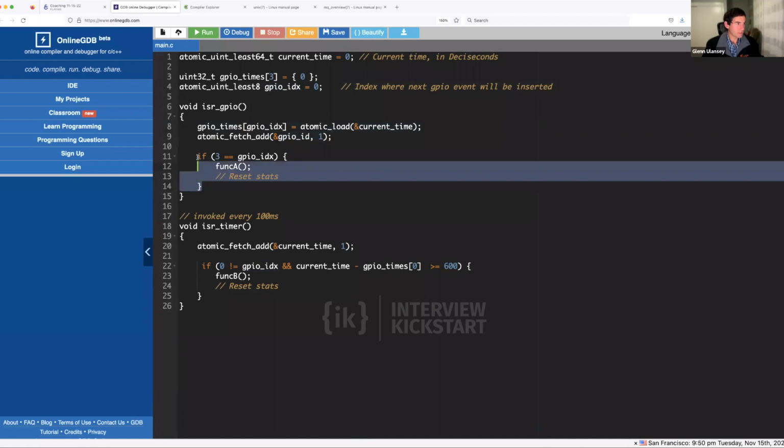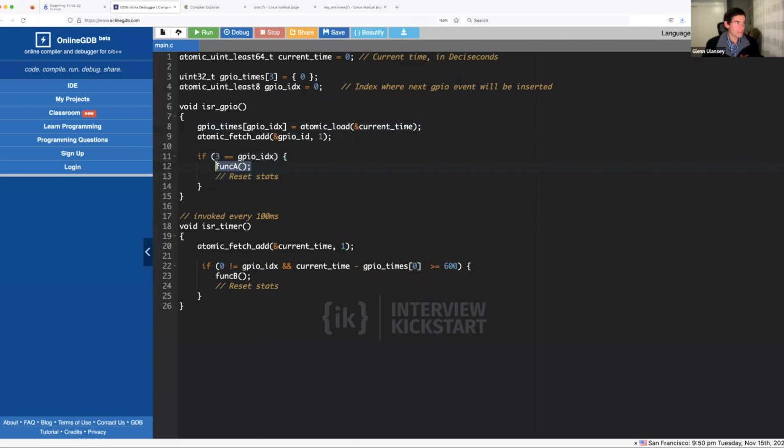And I check, is this the 3rd one that I've received? Am I on the number 3? If I'm on the number 3, then call func A and reset all those statistics.